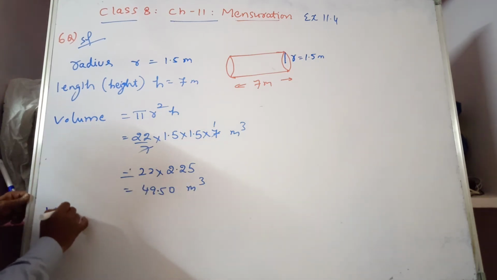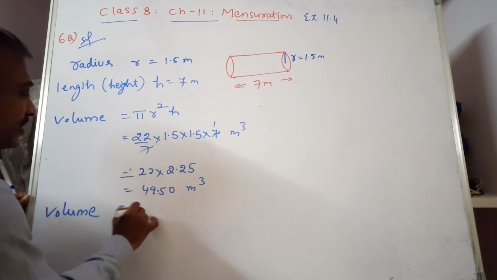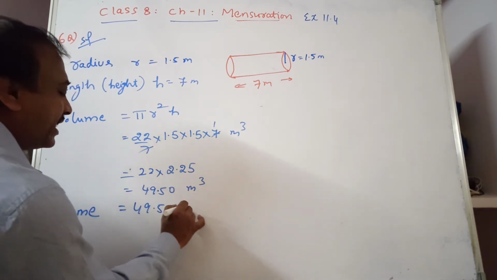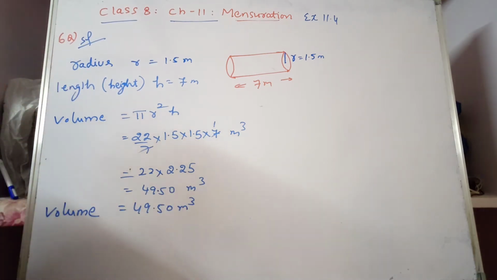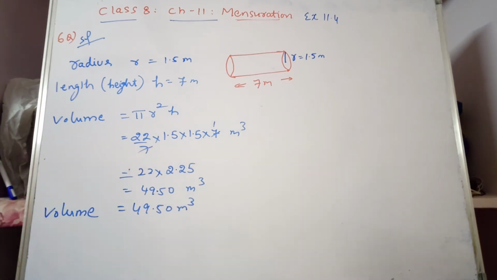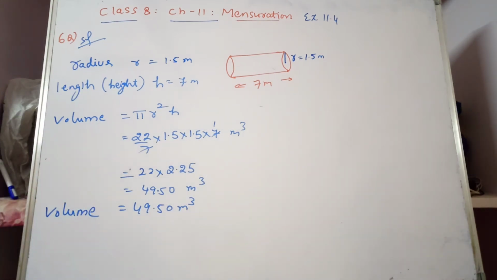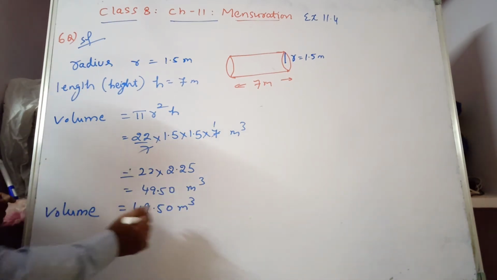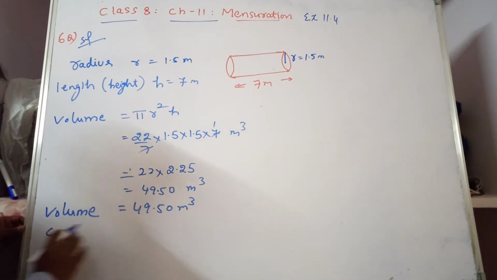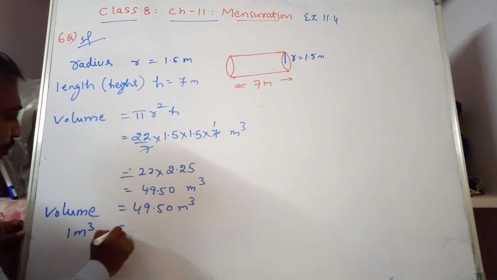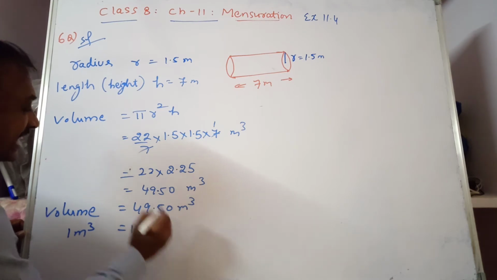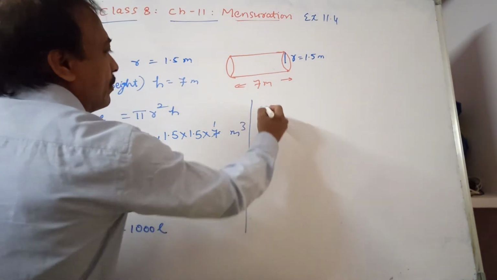This is volume. Volume is equal to 49.50 meter cube. Now we have to convert this into capacity, which is nothing but in terms of liters. So volume is 49.50 meter cube, and you are going to convert it into capacity. 1 meter cube is equal to 1000 liters.